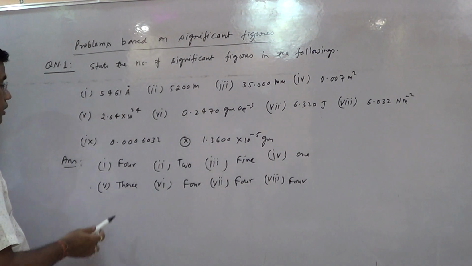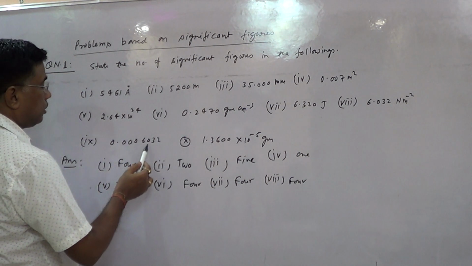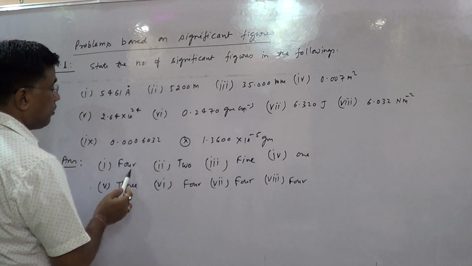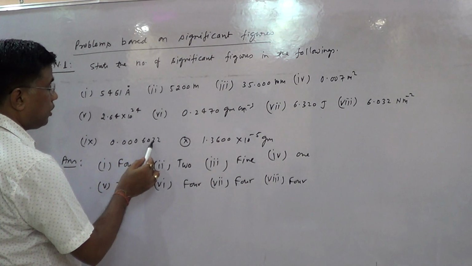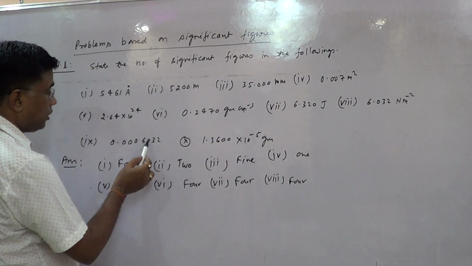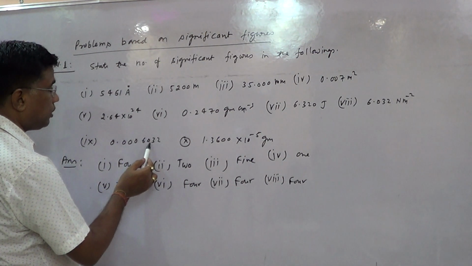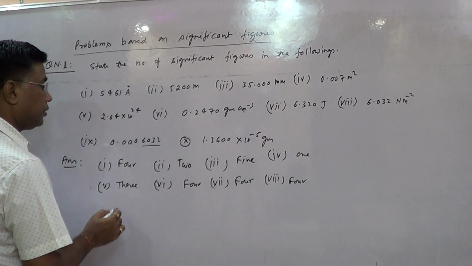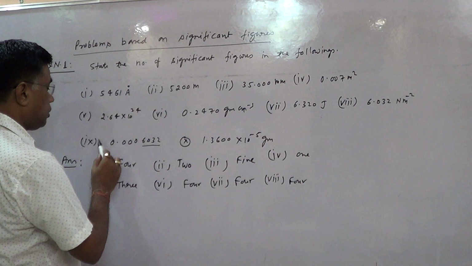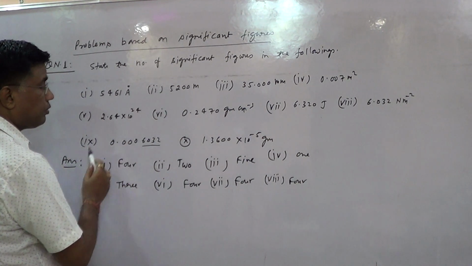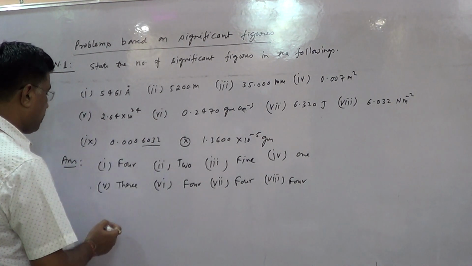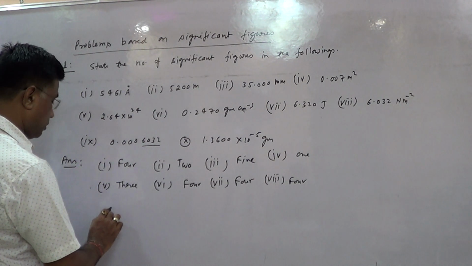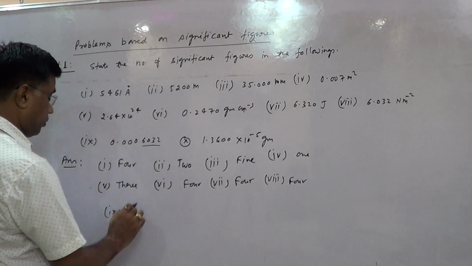Now in this measurement, only these 4 numbers are significant. These 3 numbers are non-zero numbers, therefore they are significant. This 0 is occurring between 2 non-zero numbers, therefore it is also significant. So there are only 4 significant figures. These zeros are not following any rule of significant figures, therefore they are not significant. So in question number 9, there are 4 significant figures.